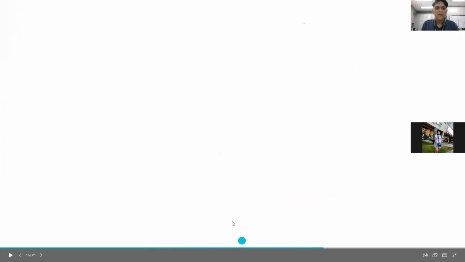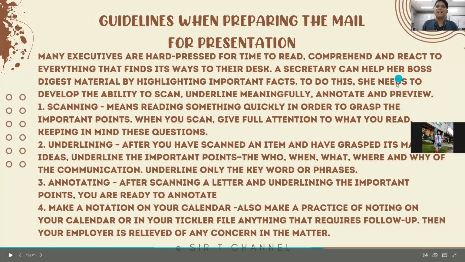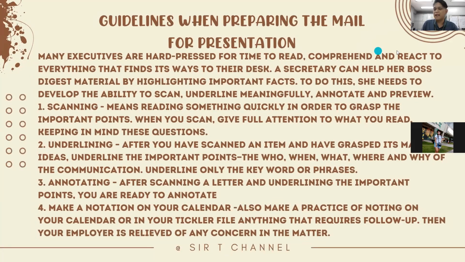Okay, so we will proceed to the guidelines when preparing the mail for presentation. It means that when the mails are already in your place, you are now preparing to present the different mails to different people or departments in the company.